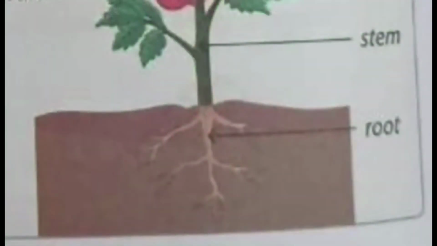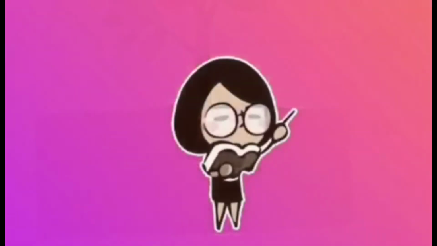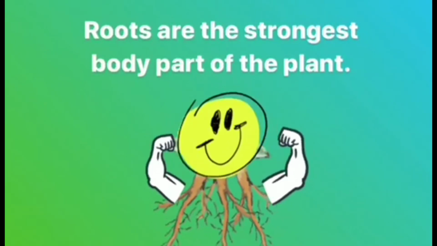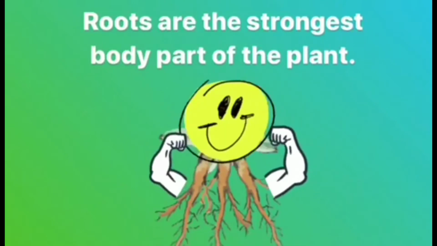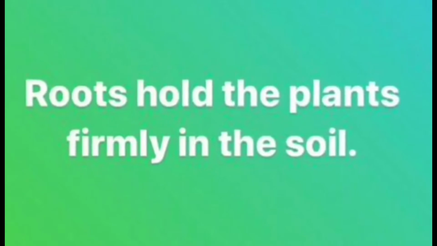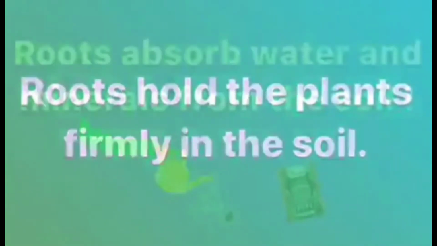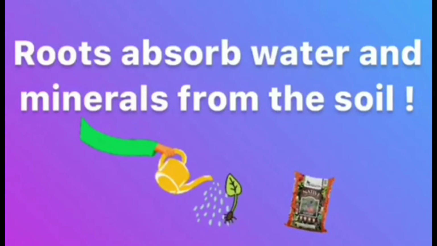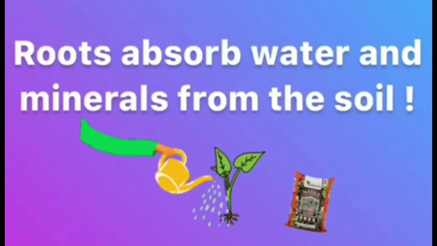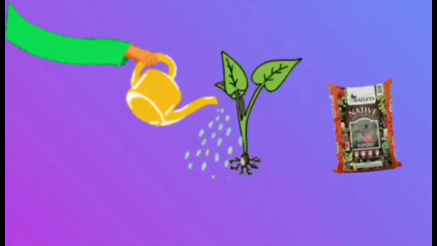If you have seen plants closely, you may have seen some hairy things at the bottom of the plant. These hairy things are the roots of the plants. Roots are very important. You can think of roots as the strongest body part of the plant because it is roots that hold the plants firmly in the soil. Another important function of roots is to absorb water and minerals from the soil. Plants use this water and minerals to prepare their food.